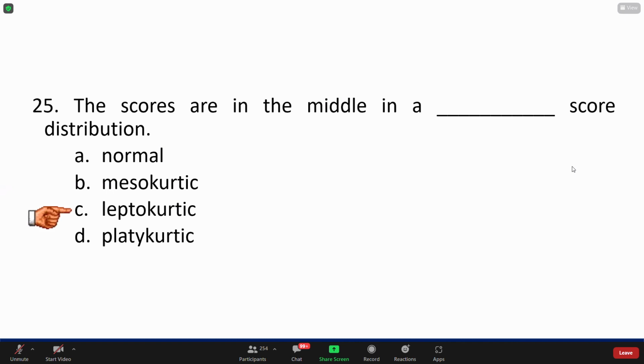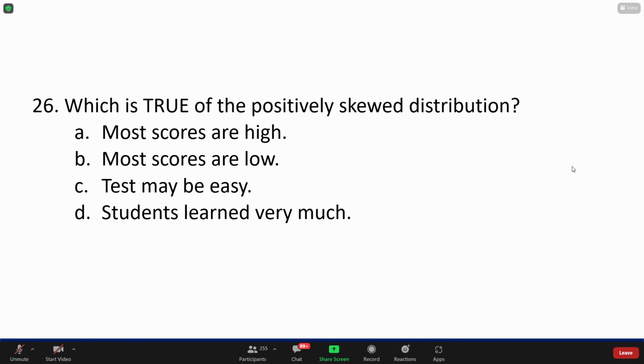Nasa gitna daw karamihan yung score. Kaya siya matangkad. So kung idodraw natin yung pinaka-curve, patulis yan. So that's why it is letter C, leptocortic. Take note of that ha, kasi ang sabi, scores are in the middle. Nasa gitna. So there definitely patulis or patusok ang pinaka-curve natin, and yung itsura ng ganong graph or curve is leptocortic. Okay, take note of that. Next, number 26.